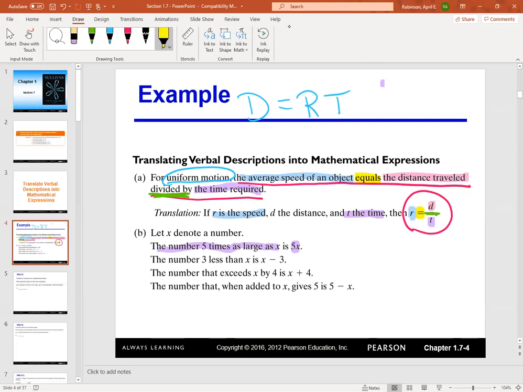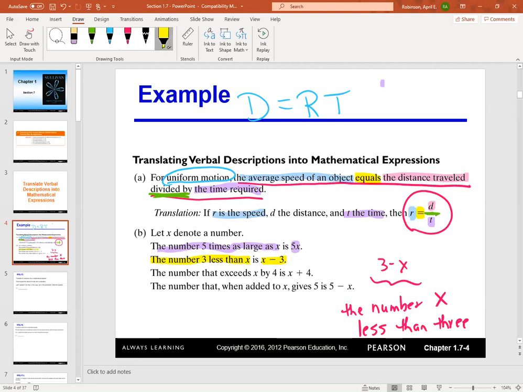And then the next one says the number 3 less than x. That would be written x minus 3. Do not write 3 minus x. That would be the number x less than 3. Subtraction's not commutative. You cannot flip it around. X minus 3 and 3 minus x are two totally different things. So they're not commutative. You can't flip it around.